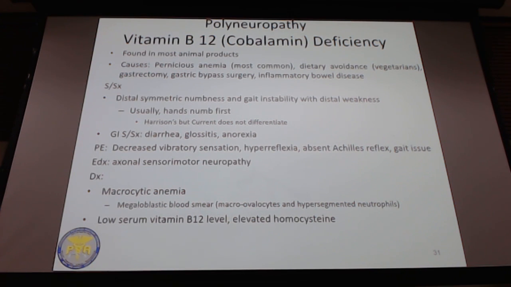Usually you see that distal symmetric numbness, gait instability, distal weakness. Usually your hands go first. And then you can also get diarrhea, glossitis, which is swelling of your tongue, and then anorexia, loss of appetite. So decreased vibratory sensation, hyperreflexia, absent Achilles reflex, gait issues. Again, all this stuff kind of sounds like diabetes, but you would be able to ask them, any history of gastric bypass? Tell me about your diet. What are you eating? Oh, I'm a vegetarian, right? Okay. Oh, I have a history of pernicious anemia. Oh, I have ulcerative colitis or Crohn's. Those are things that we've got to ask these folks.